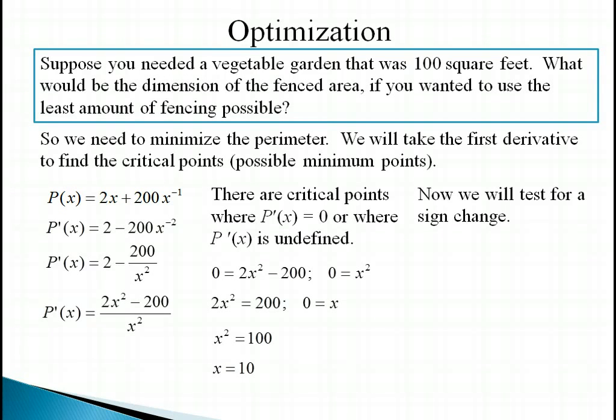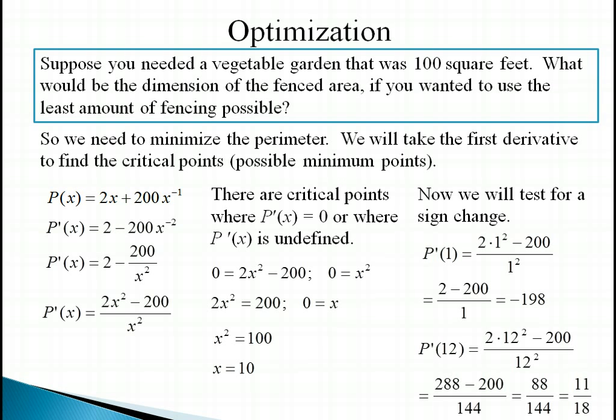So on each side of 10, I'm going to plug in a number to see if it changes from increasing to decreasing or from decreasing to increasing. So I chose a point below 10 at 1, and I got negative 198, which means that the graph of the perimeter is going to be decreasing on the left side of 10. Then I chose a point at 12, which is above 10, and I got out a positive number, which means that the graph of the perimeter is increasing on the right side of 10.